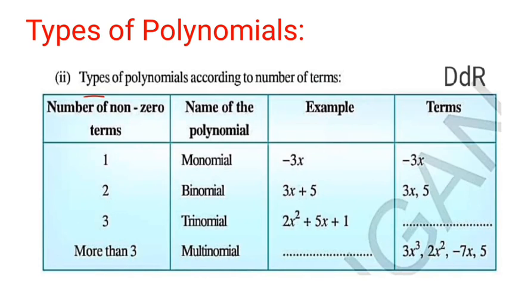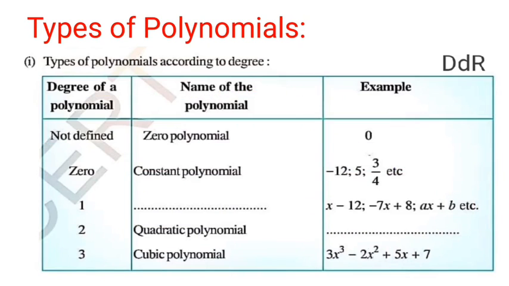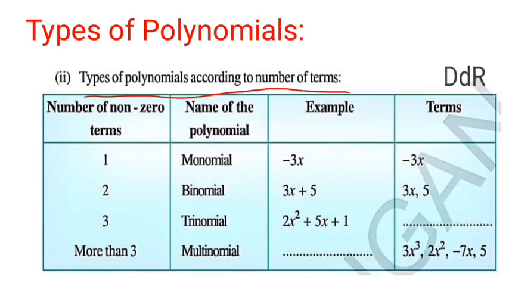Next, types of polynomials according to number of terms. According to number of terms, we have different types of polynomials. Children, in the previous table, types of polynomials according to degree. In this table, types of polynomials according to number of terms. When the polynomial contains one term, it is called a monomial. Example, minus 3x is only one term, so it is a monomial.